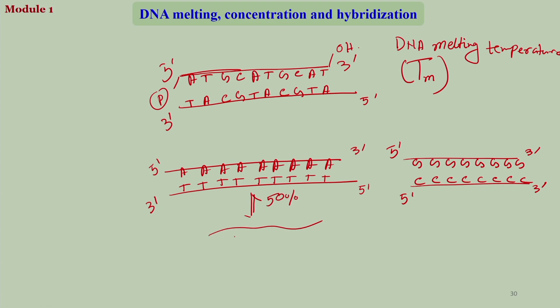into the individual single strand. So, here will be all A, here all T. That is called the denaturation. So, that is the melting temperature.